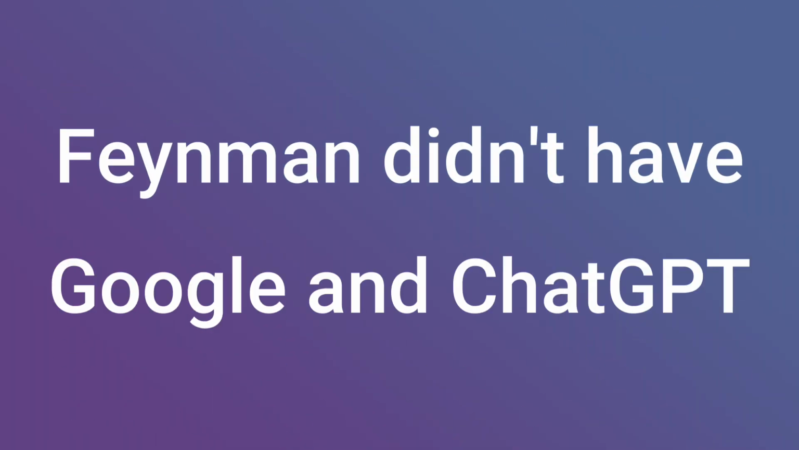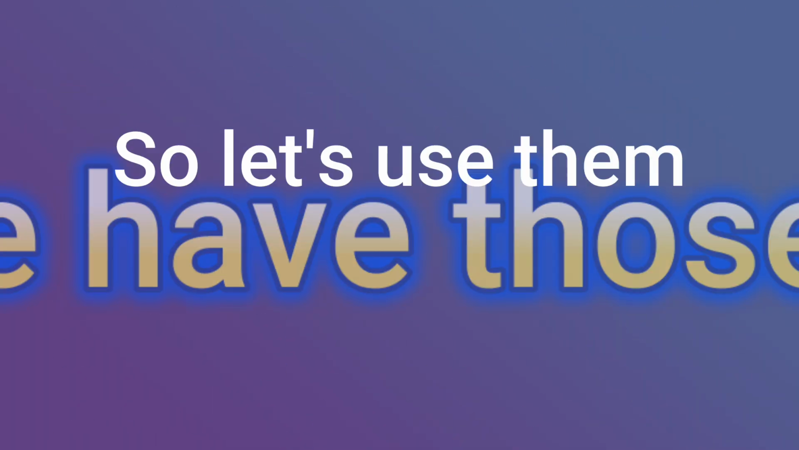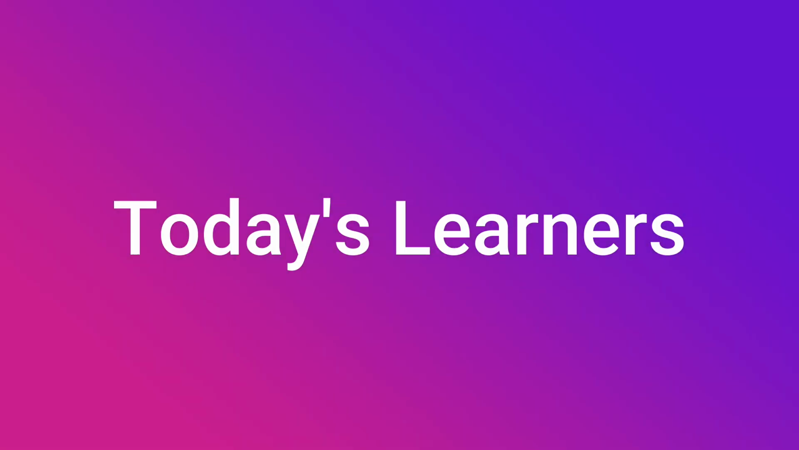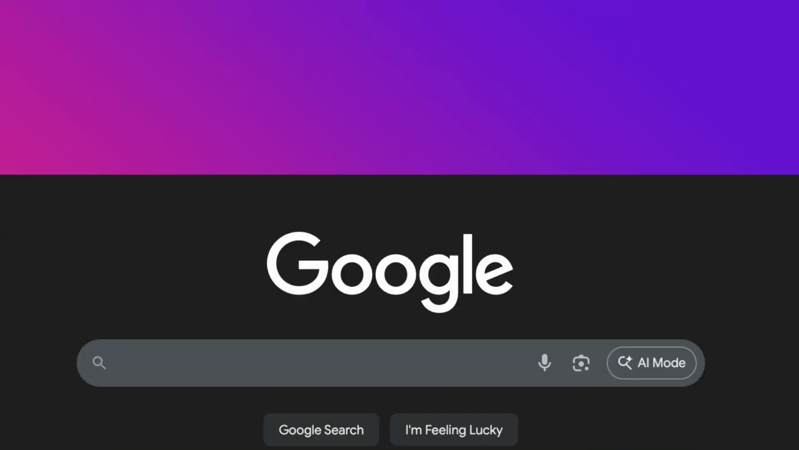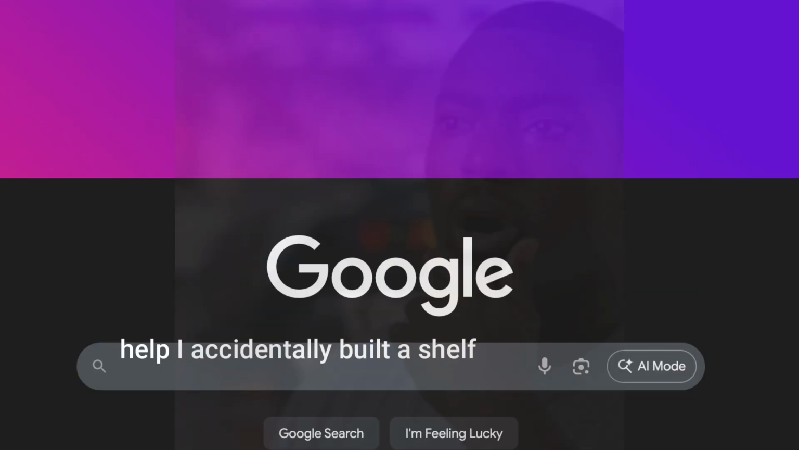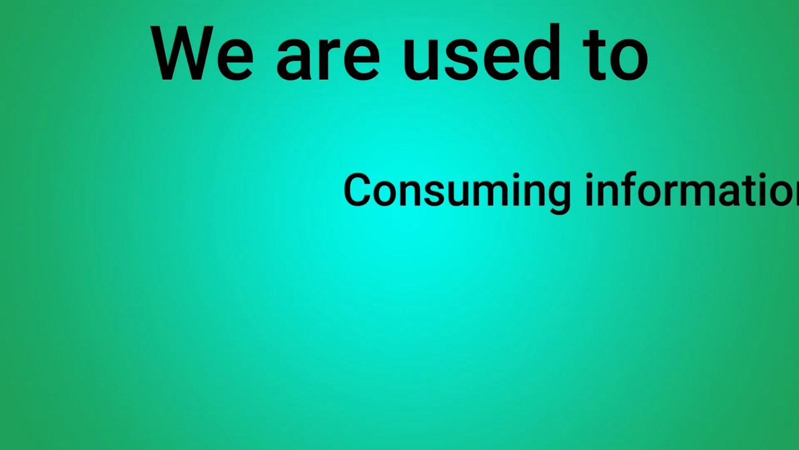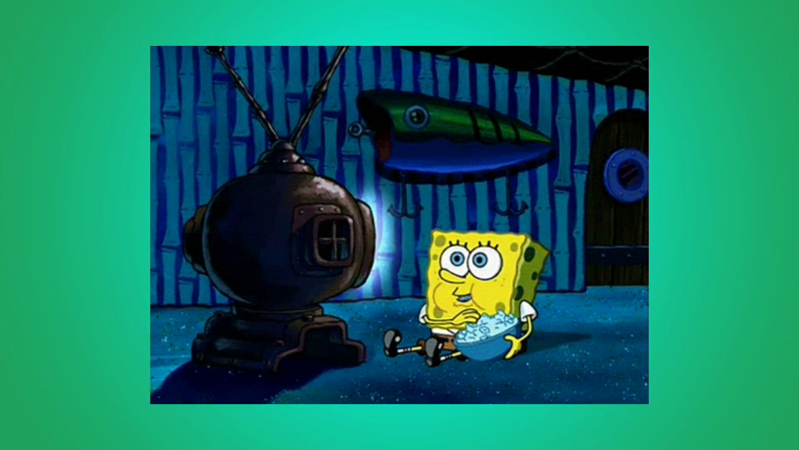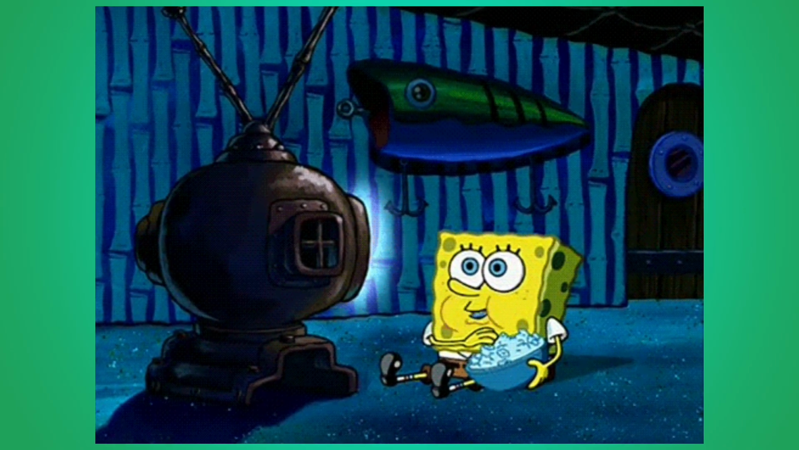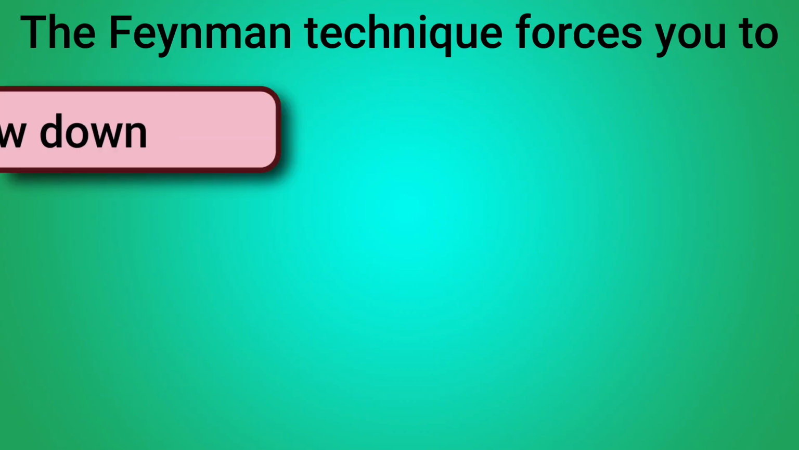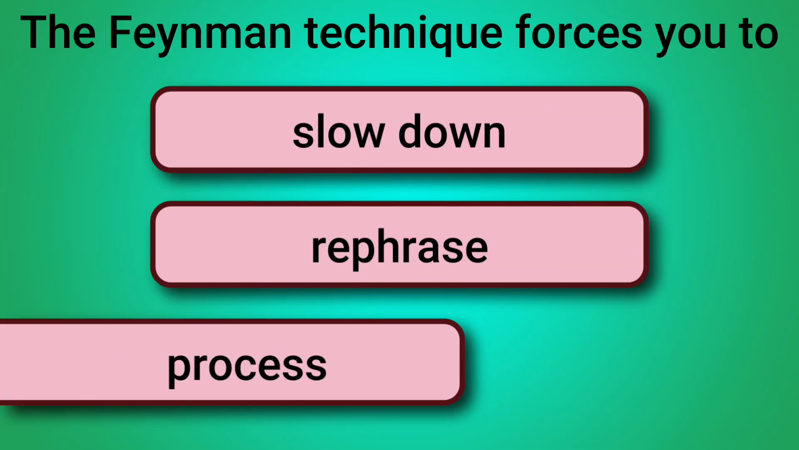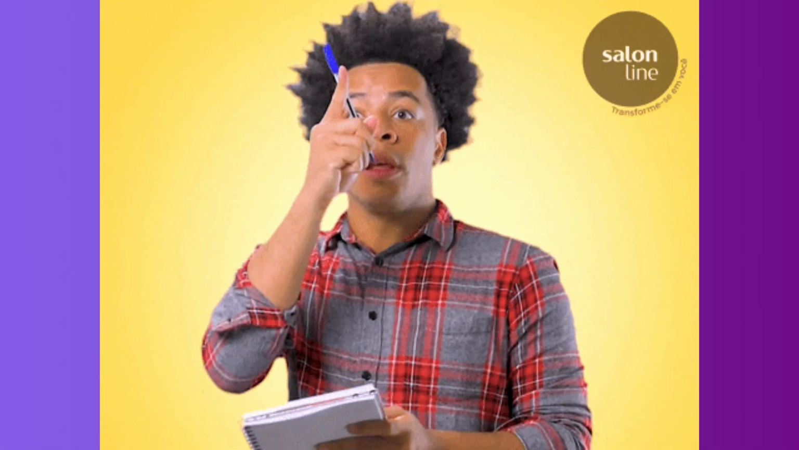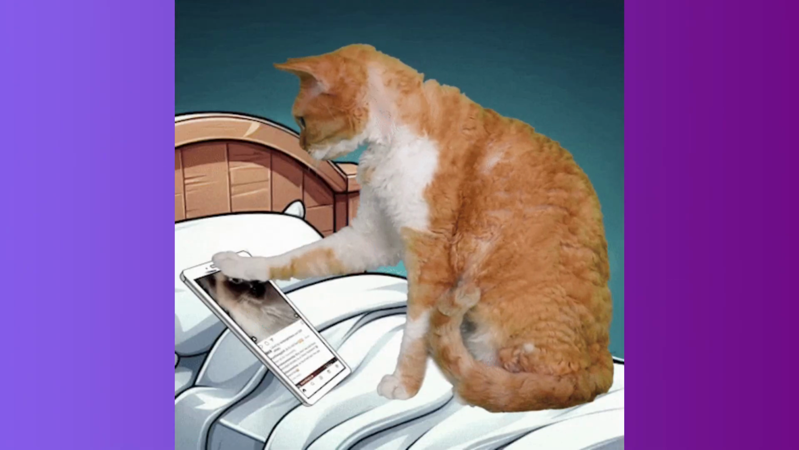Feynman did this without modern technology like Google and ChatGPT, but we have those tools, so let's use them. The problem with today's learners is they are drowning in information. You can Google anything, yet true understanding is not always there. Why? Because we are used to consuming information instead of doing something with it. Online content is often designed to be easily consumed for your enjoyment. The Feynman technique forces you to slow down, rephrase, and truly process what you've learned. It's an active learning method, and it's much more effective than passive scrolling.